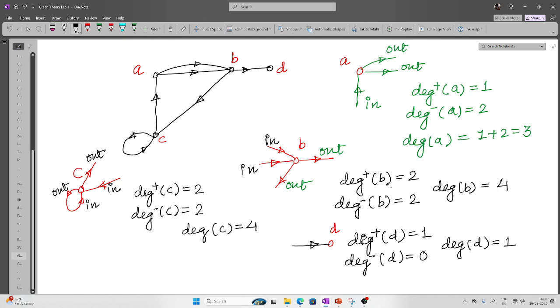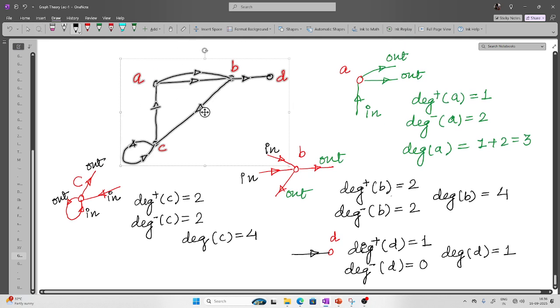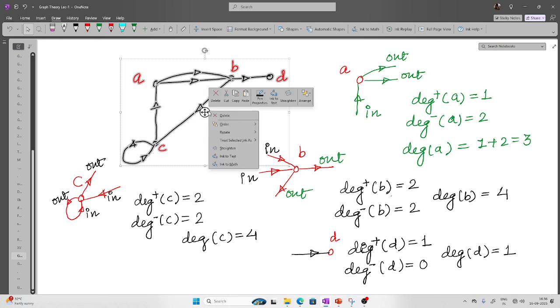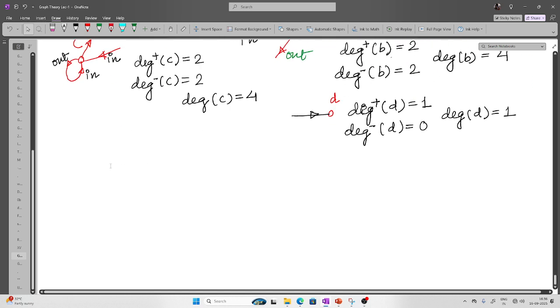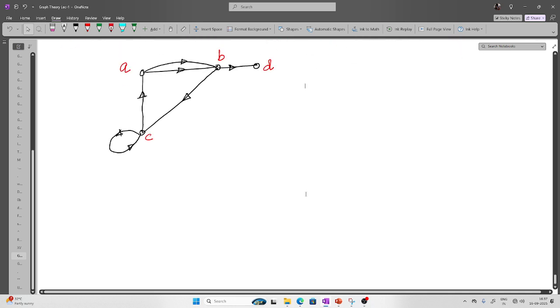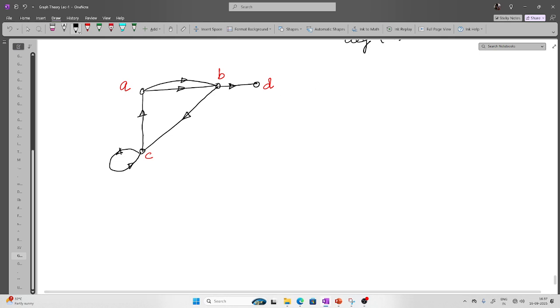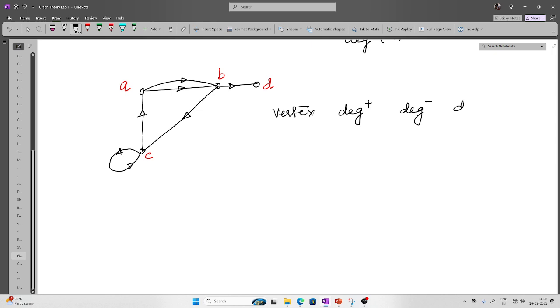Once this is known to you, the better thing to do is to tabulate it, so that it becomes easier for you and also for the examiner who will be examining your copy. So let us try to understand this. Here we will be writing the vertices, then in degree, then out degree, and then the total degree.